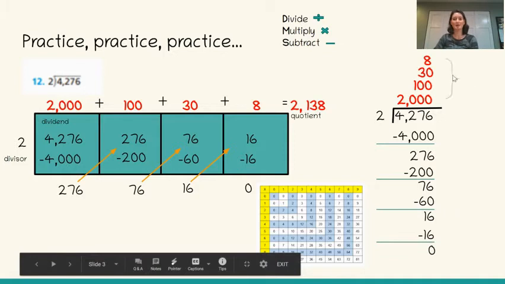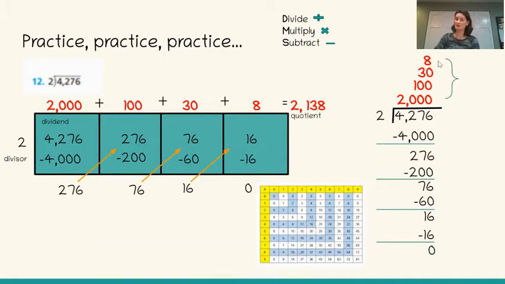So now we are going to add up our partial products. Remember, in division, our partial products go on the top. 2,138. So using both methods, we have solved question 12 on page 103.